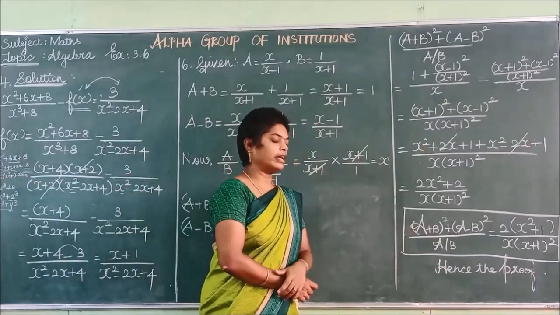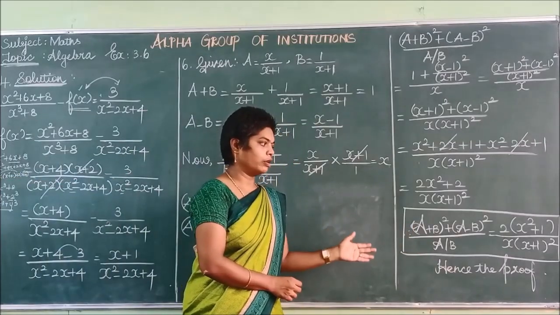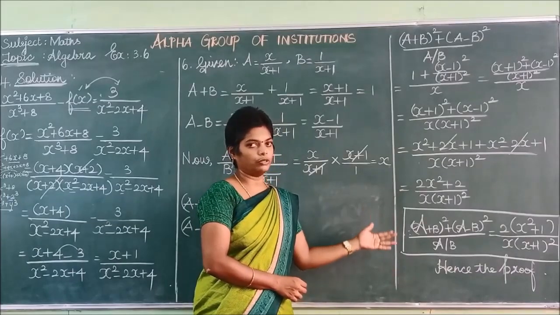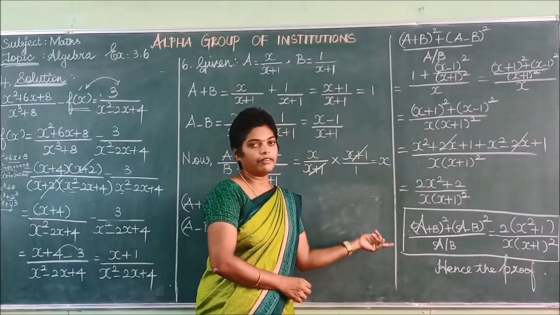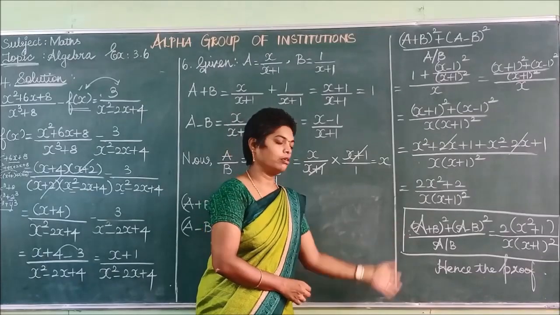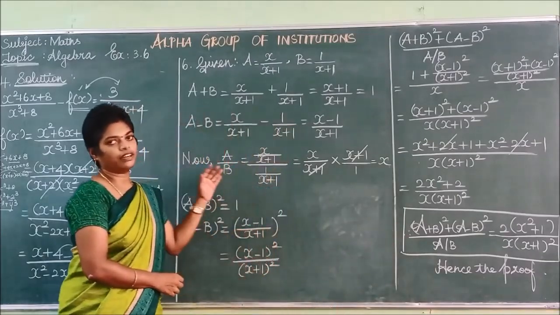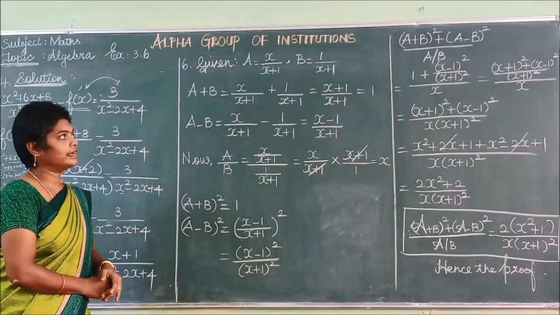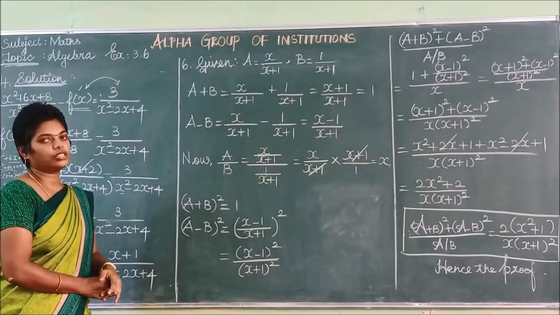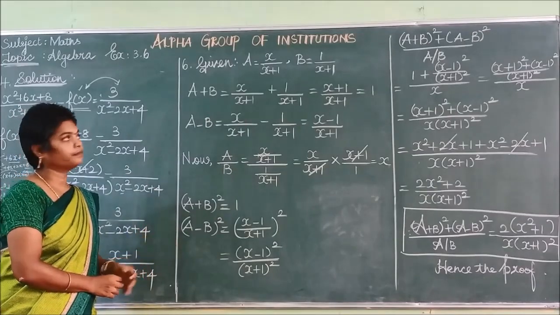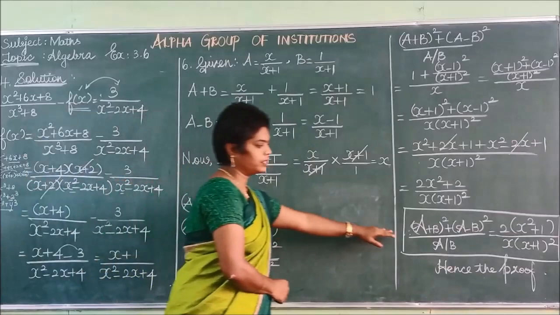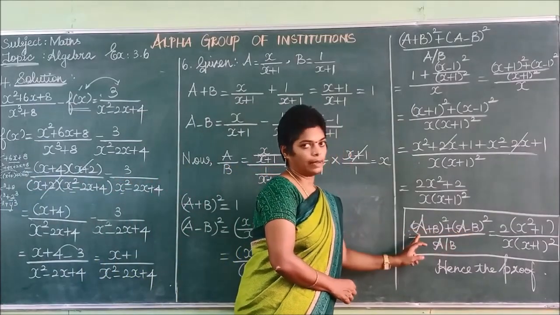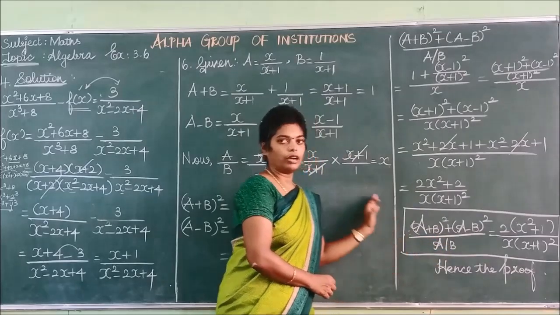(a plus b) whole square plus (a minus b) whole square, divided by a by b, is equal to 2 into (x squared plus 1) divided by x into (x plus 1) whole square. So listen, first of all write the given statement. Our given statement is a equals x by x plus 1, b equals 1 by x plus 1. So check with these values. First you need a plus b, afterwards a minus b. A plus b and a minus b you have to find.